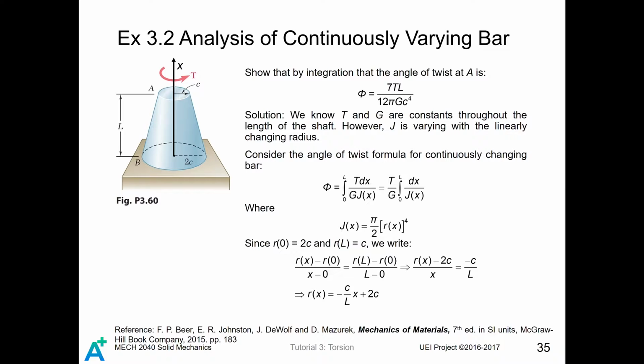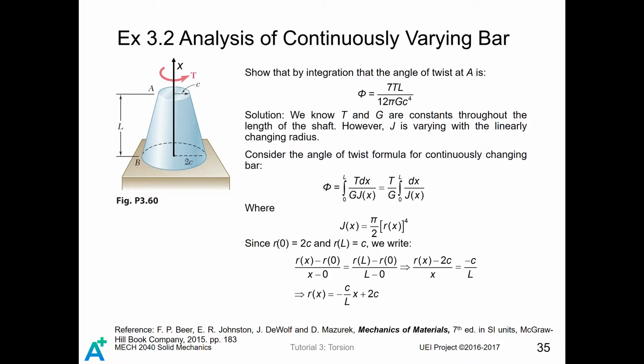In this case, we still assume G and T are constants for the entire bar. However, J is a varying quantity with respect to x because J equals pi divided by 2 times r to the power 4. But in this case, r is not a constant. r is varying with respect to x.